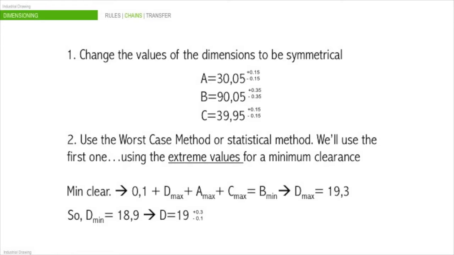We have to use the extreme values for a minimum clearance. The minimum clearance gives us this equation: 0.1 plus the maximum value of D plus the maximum value of A plus the maximum value of C equals the minimum value of B. That means the maximum value of D equals, in this case, 19.3. So we can get the value of D with the tolerance.